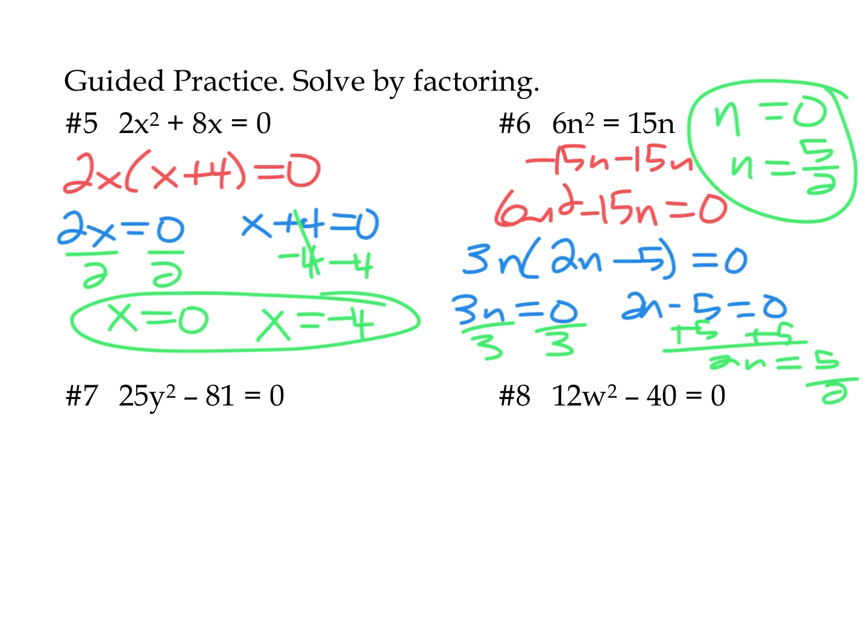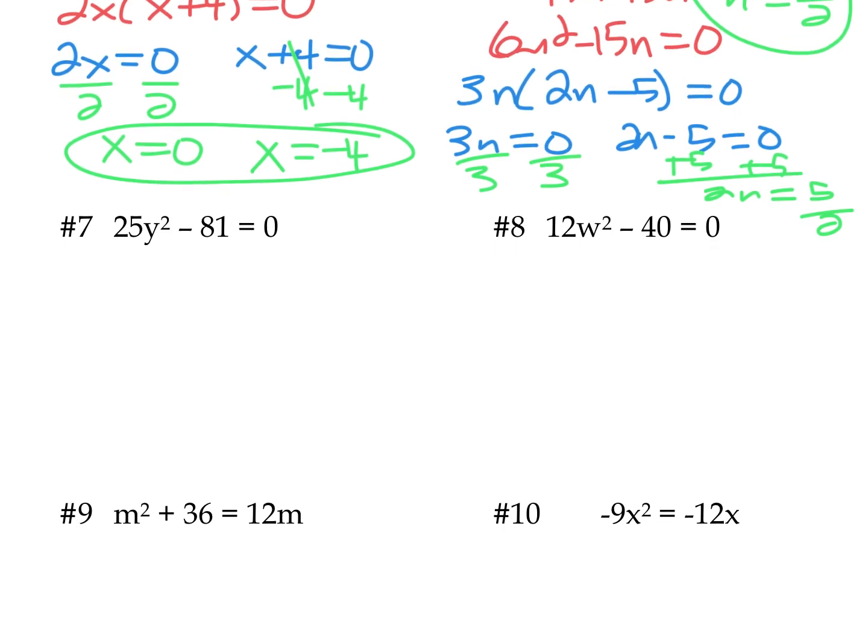All right, now looking at number 7, and you should be trying these. In this equation, it's set equal to 0. We need to factor it. There's not a common factor to take out, but we do have one of our special factoring patterns. So I want to recognize that. This is going to be 5y plus 9 and 5y minus 9.